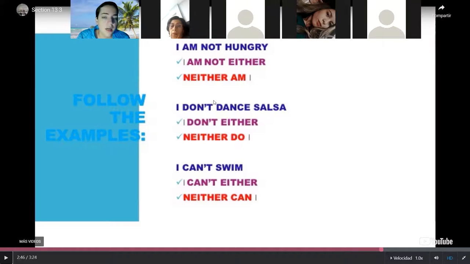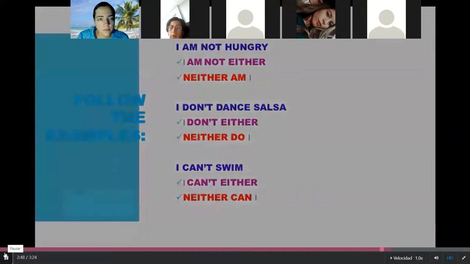No. I don't dance salsa. Pueden decir I don't either or neither do I. Pero teacher se supone que es negativo, ¿sí? Pero ya no utilizó el neither. No es necesario que diga neither don't I. No, it's not. No, no, no. I can't swim. I can't either. Okay. Or neither can I. Okay. Aquí podría ser yo tampoco. Okay. O tampoco yo, ¿verdad? Tampoco yo o yo tampoco. Okay.